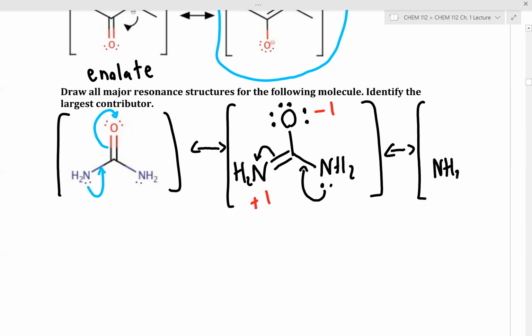So we have NH2. Let me draw the hydrogens on the other side. Yes, exactly. And it doesn't matter in terms of sequencing, because when you're drawing resonance structures, these are all just pictures to represent distributions of electron density. In reality, our actual structure is an average. So it doesn't matter where you start.